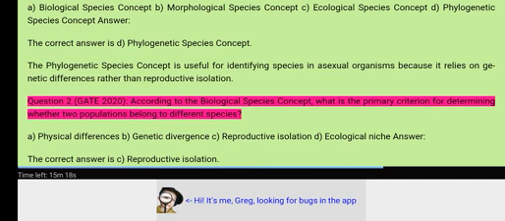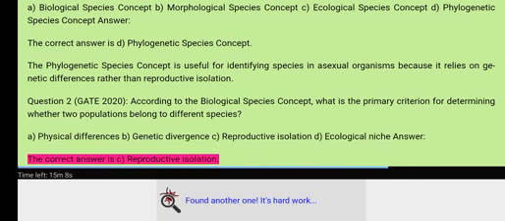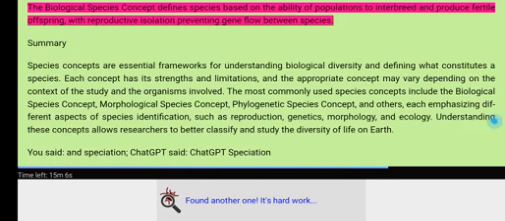Question 2, GATE 2020: According to the biological species concept, what is the primary criterion for determining whether two populations belong to different species? A. Physical differences. B. Genetic divergence. C. Reproductive isolation. D. Ecological niche. Answer: the correct answer is C, reproductive isolation. The biological species concept defines species based on the ability of populations to interbreed and produce fertile offspring, with reproductive isolation preventing gene flow between species.